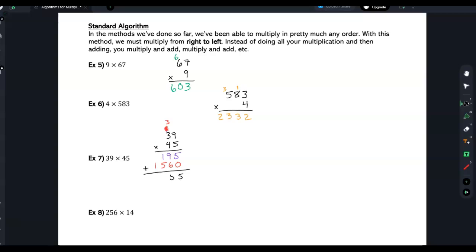9 plus 6 is 15. I'm going to write a 5 and regroup a 1. And then 5 plus 1 is 6, plus the regrouped 1 is 7. And then finally, there's just a 1 here. So I get the same answer I did with the other methods, 1,755.